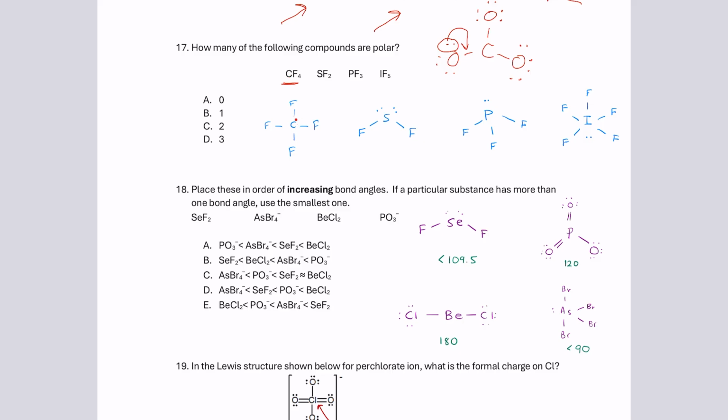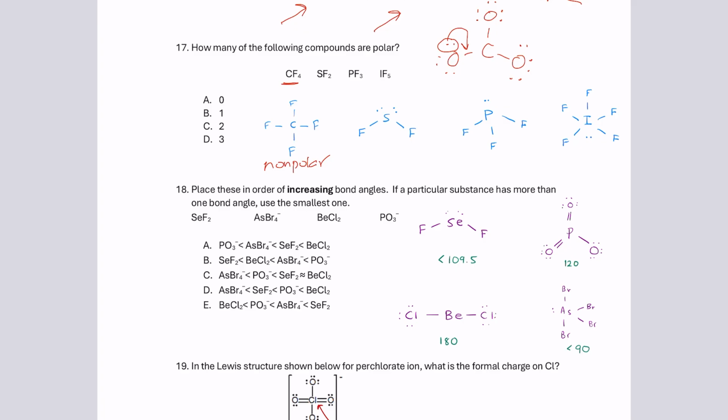This carbon atom is bonded to fluorine atoms only, and there are no lone pairs on this carbon. So this molecule is non-polar. Now, some other rules for non-polarity is that you can have a central atom that has lone pairs, but they need to be arranged symmetrically.